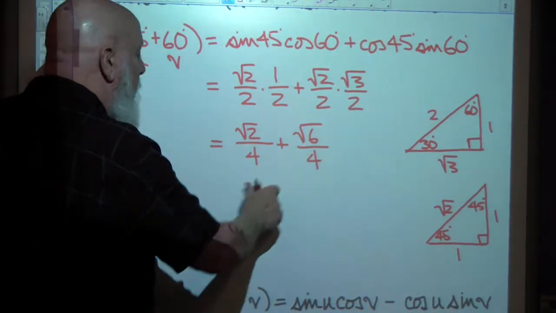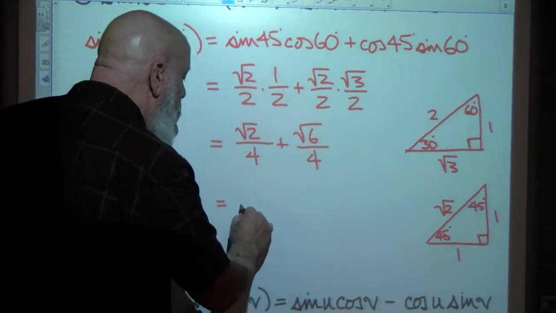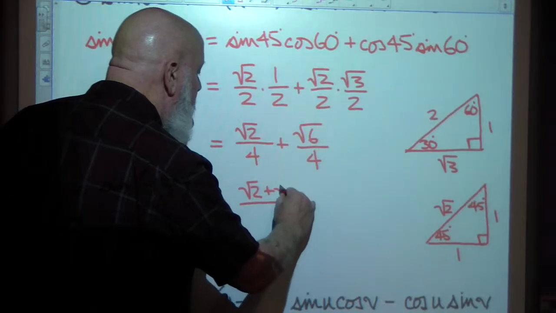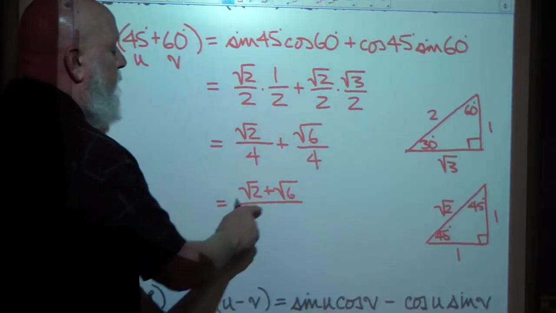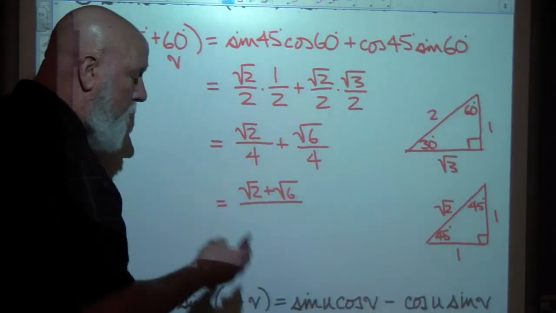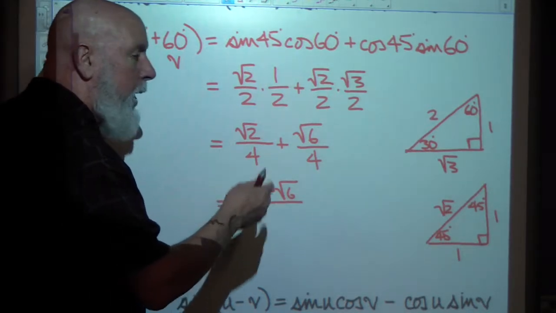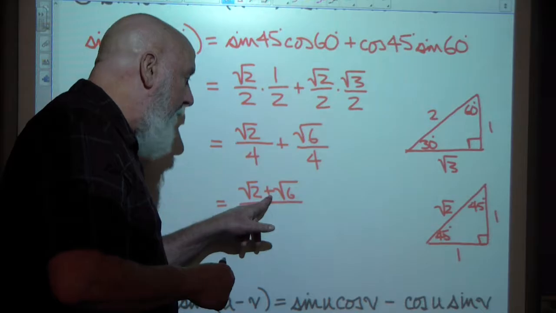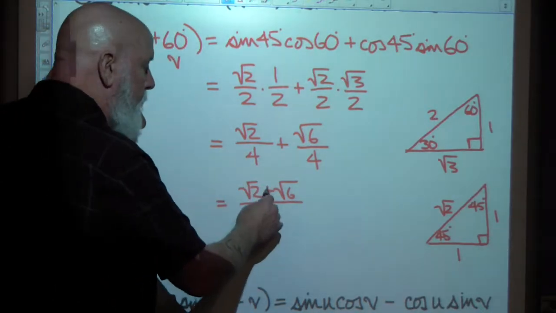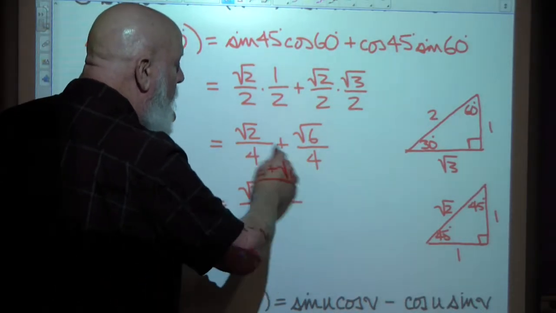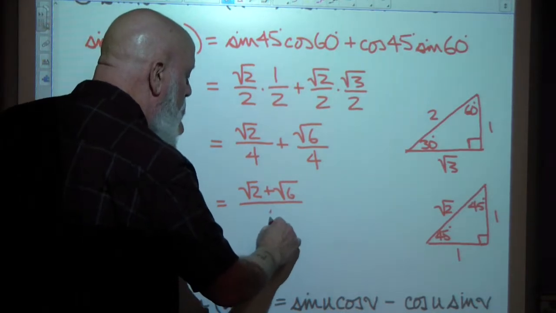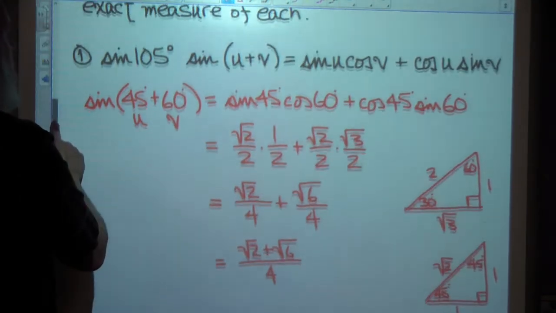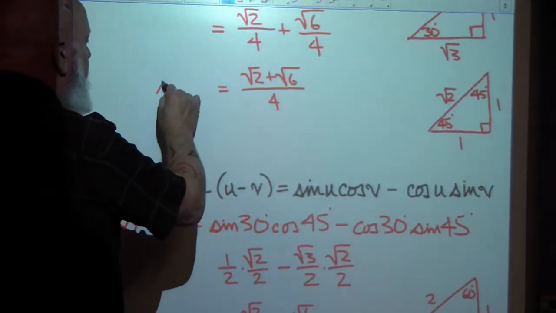And these have a common denominator, so I'm going to add my fractions. We add the numerators, radical 2 plus radical 6, and it doesn't matter what order these are in. Radical 6 plus radical 2 is the same thing as radical 2 plus radical 6, because addition is commutative. If this was a minus sign, the order would matter, but it's a plus sign, so we're good. We add the numerators and leave the denominator the same, and that gives us the sine of 105 degrees.